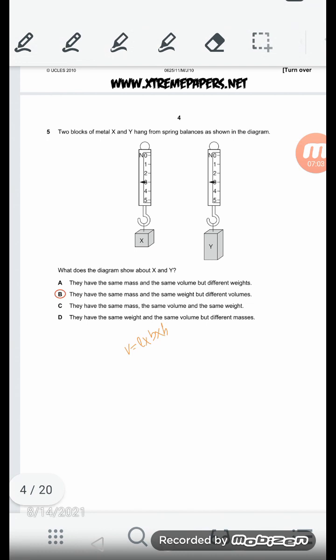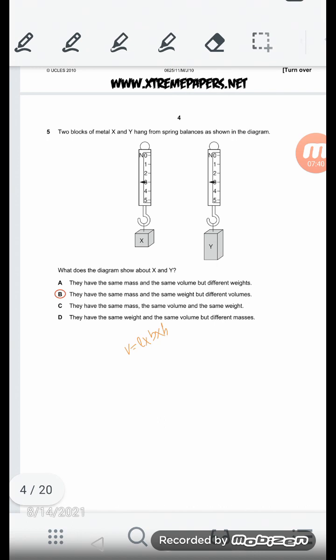Okay, two blocks of metal X and Y hang from a spring balance as shown in the diagram. What does the diagram show about X and Y? They have the same mass and same volume but different weight? No. See, the weight of both, the mass is 3, but you can see the shape of those two is different.